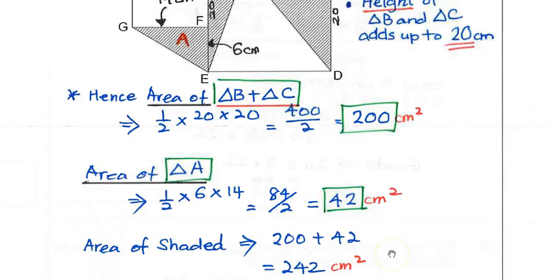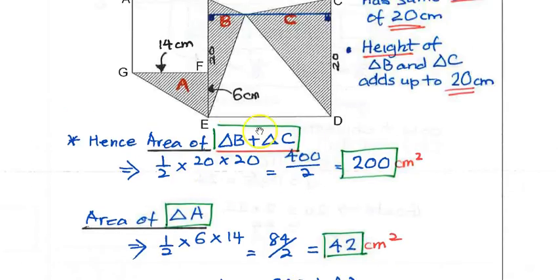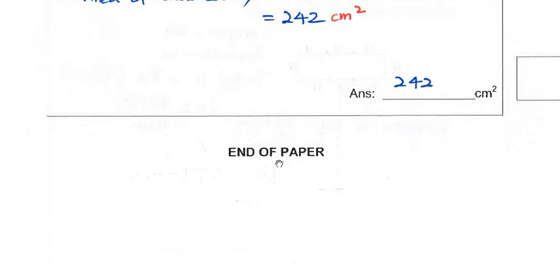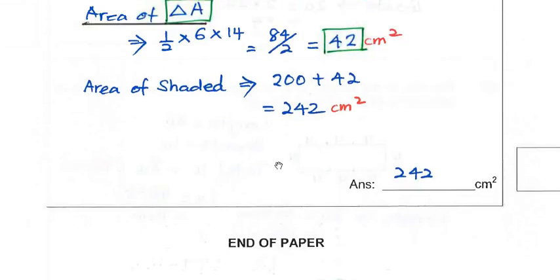Alright, 242. Now for this part, if you have any problem, come and see me personally. I will explain to you further. Alright, that's the end of paper 1. We are going through another paper, through another file.